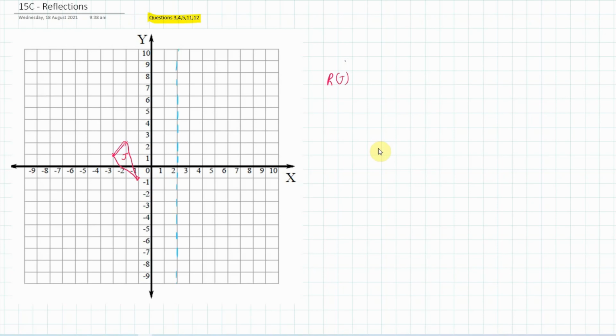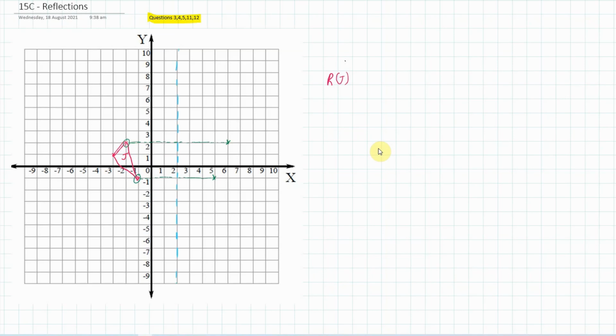Okay, so again, we'll come perpendicularly to it. So let's look at this point here, this vertex. You can see that it is 4 away from the reflection line, so I'm going to go out 4 on the other side of the reflection line, and that point will be there. This point here you can see is only 3 away, so I'm only going to go 3 away on the other side of the line.